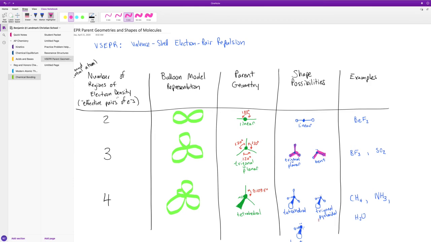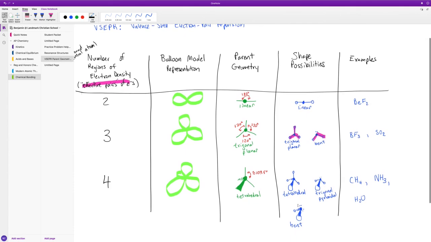All right, so that's the basic idea. And so I'd like for you actually to continue on to the other video where we're going to work through these other shapes, but we'll see how this applies. And it's all about counting up the number of electron regions. Those are called effective pairs of electrons. Count up the effective pairs of electrons around your central atom, and that allows you to determine the shapes of the molecules.